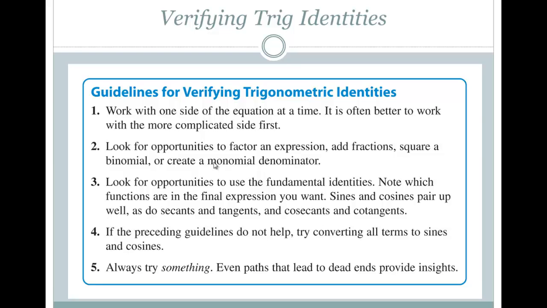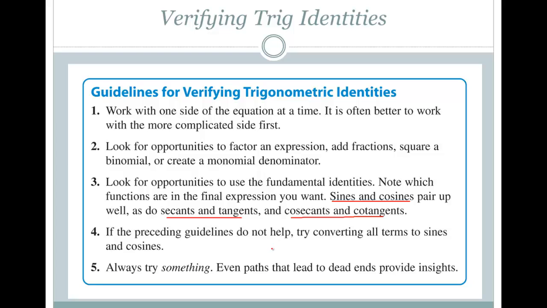Always look for opportunities to factor expressions, add fractions, square. This is just basic algebra skills that we used in the past, but we also want to apply them when we're verifying trigonometric identities. Use our fundamental identities, the Pythagorean identities, the co-function identities. Look for opportunities to do that. Try to match up sines and cosines. Sines and cosines pair well. Secants and tangents go well together, and so do cosecants and cotangents. If you have them mixed up, usually you want to go to one or the other.